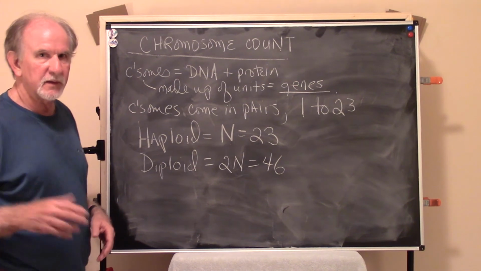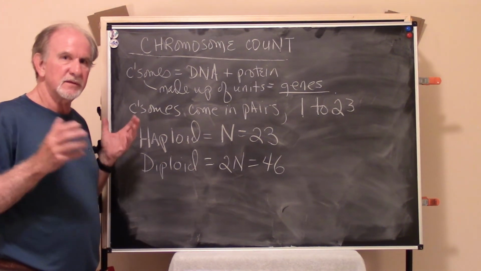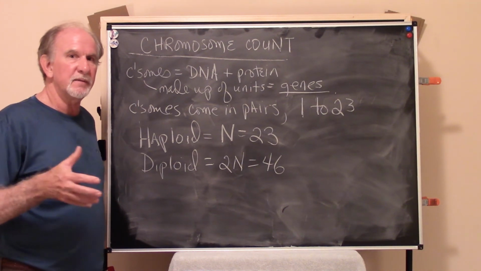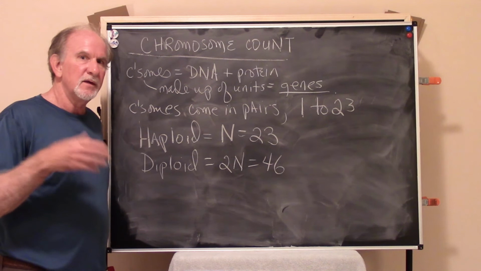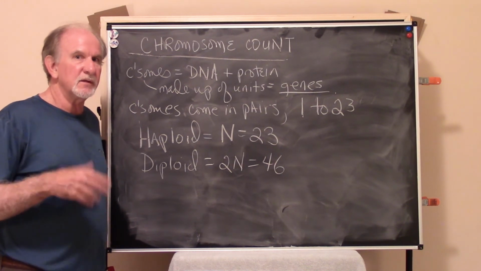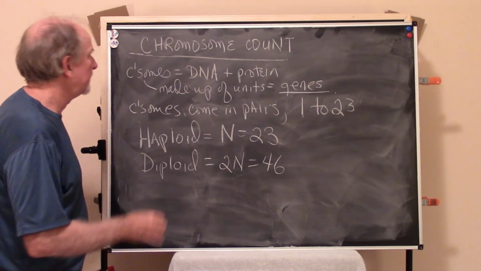So we're going to talk a little bit about cell reproduction, mitosis and meiosis. But before we look at mitosis and meiosis as two forms of cell reproduction, I want to talk just a little bit about a few terms used to count chromosomes.